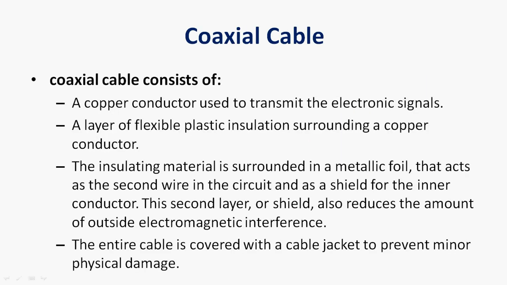Now we will go to coaxial cable. Coaxial cable consists of a copper conductor used to transmit the electronic signals, and a layer of flexible plastic insulation surrounding the copper conductor. Then the insulating material is surrounded by a metallic foil that acts as the second wire in the circuit and as a shield for the inner conductor. The second layer or shield also reduces the amount of outside electromagnetic interference. Then the entire cable is covered with a cable jacket to prevent minor physical damage.